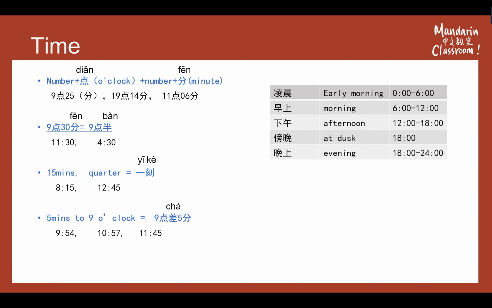Okay, so let's see the examples. 9:54, 6 minutes to 10 o'clock. How to express it? It's 10点差6分. 10点差6分. And the next time, 8:57, we could express as 11点差3分. 11点差3分. And the last one, 11:45. Here, it's a quarter to 12, right? So you could use this one to express. So it's 12点差1刻. 12点差1刻.